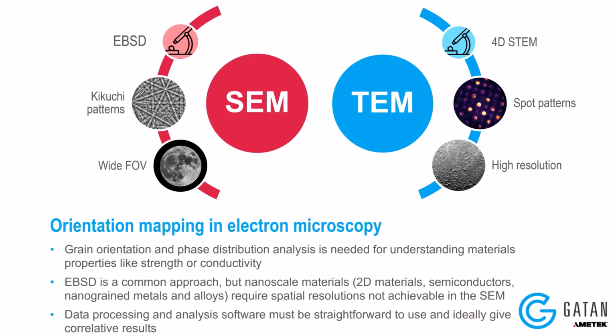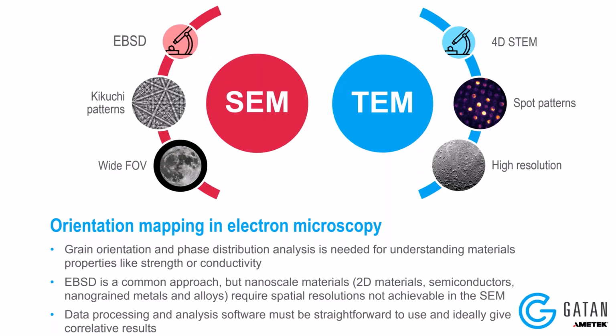Now, of course, I think many people who start doing orientation mapping do it in the SEM with electron backscatter diffraction analysis, or EBSD, which allows you to look at the Kikuchi patterns that are formed from electron diffraction, and you can index those patterns to figure out the orientation and phases of a material. Now, that's a really good approach a lot of times for when you need a wide field of view of several hundred microns or micron level, for example.